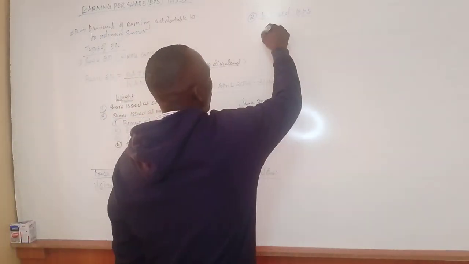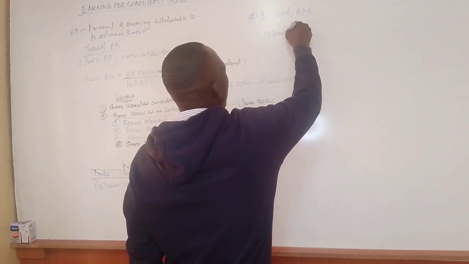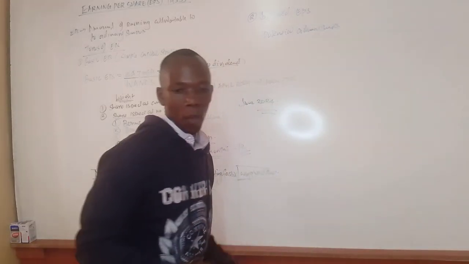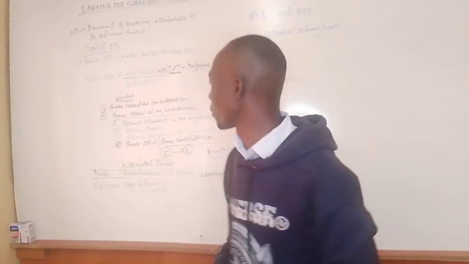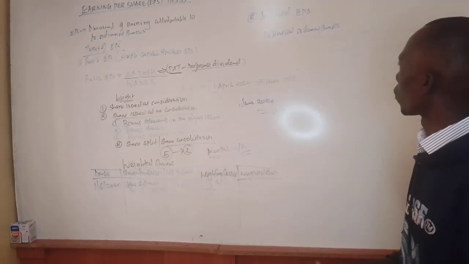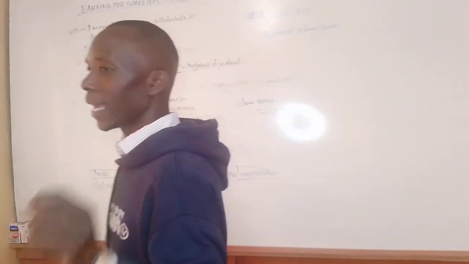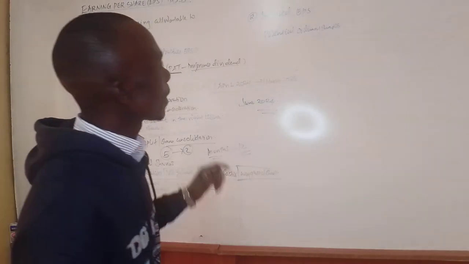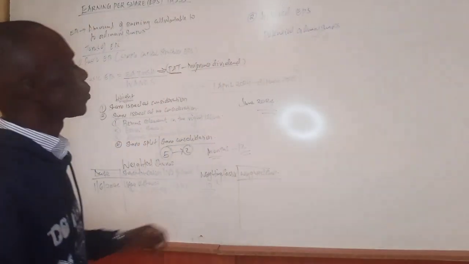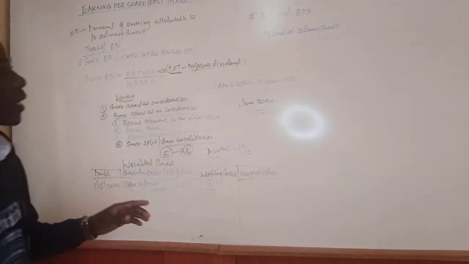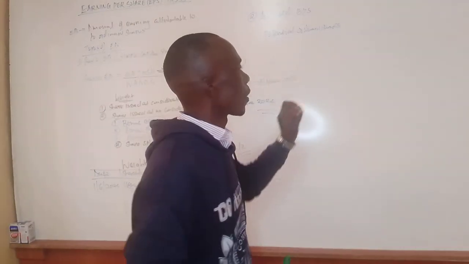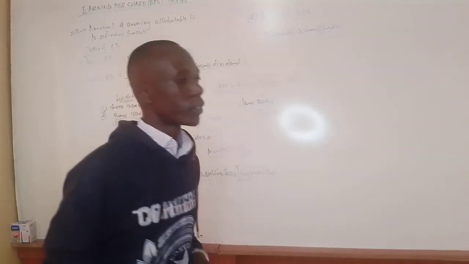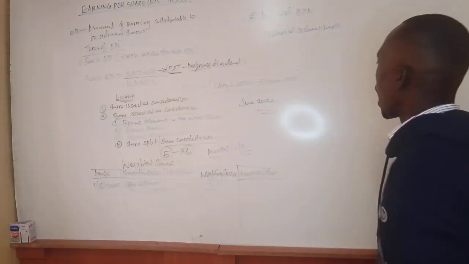So what are some of the examples of potential ordinary shares? Potential ordinary shares, we normally say that these are financial instruments or contracts which are potential for conversion into ordinary shares in future. So the holders of these securities are going to be converted to ordinary shares in a future period. We call them the potential ordinary shares.